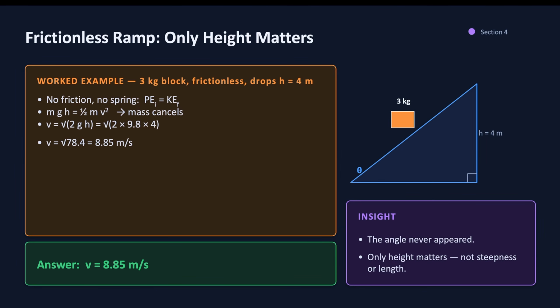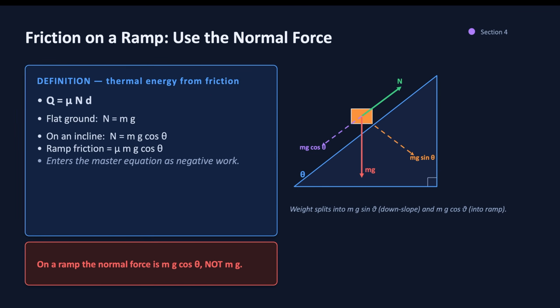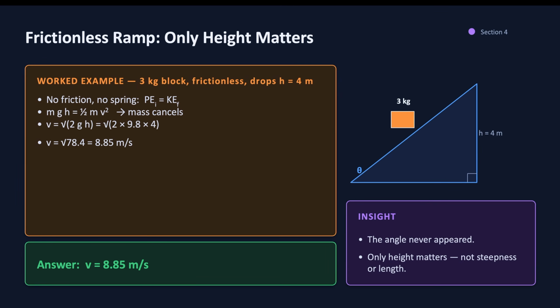So first, let's go over frictionless ramps. Okay? For frictionless ramps, only height matters. And what do I mean by only height? So you can see over here, right? The block sliding down. You might think that this angle matters, right? Or the friction here matters. But since it's frictionless, we know that the friction isn't consequential here.